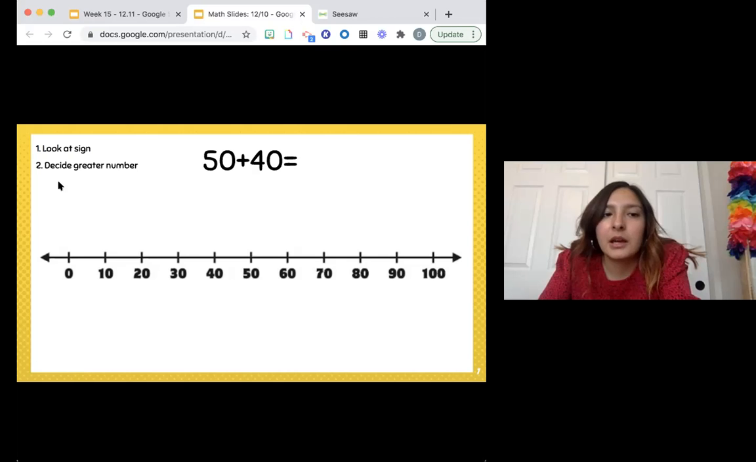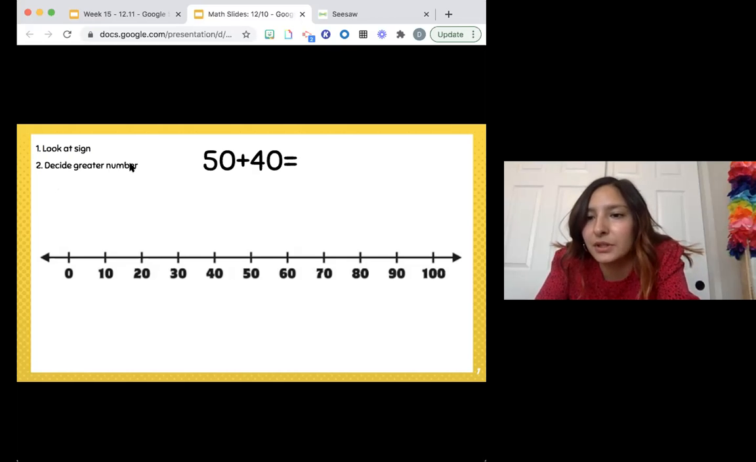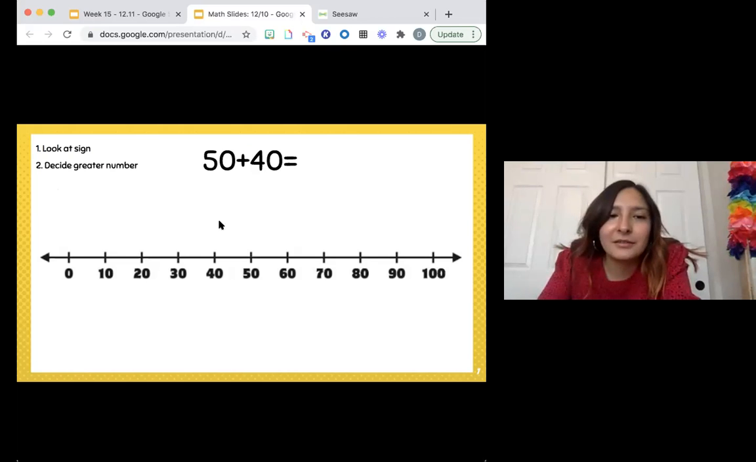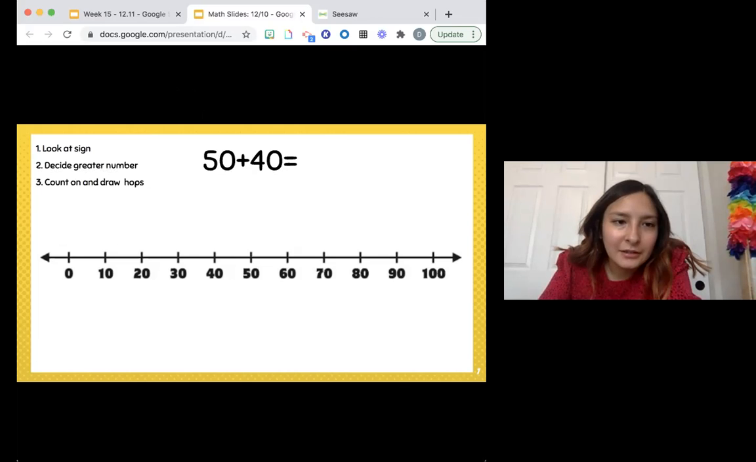Second, I decide the greater number. The greater number is where I'm going to start at. So I am going to look at the numbers and I see that there's a 50 and a 40. And I know that 50 has 5 tens, so that is greater than 40 because 40 only has 4 tens. So I'm going to start at 50. I'm going to put my dot on the 50.